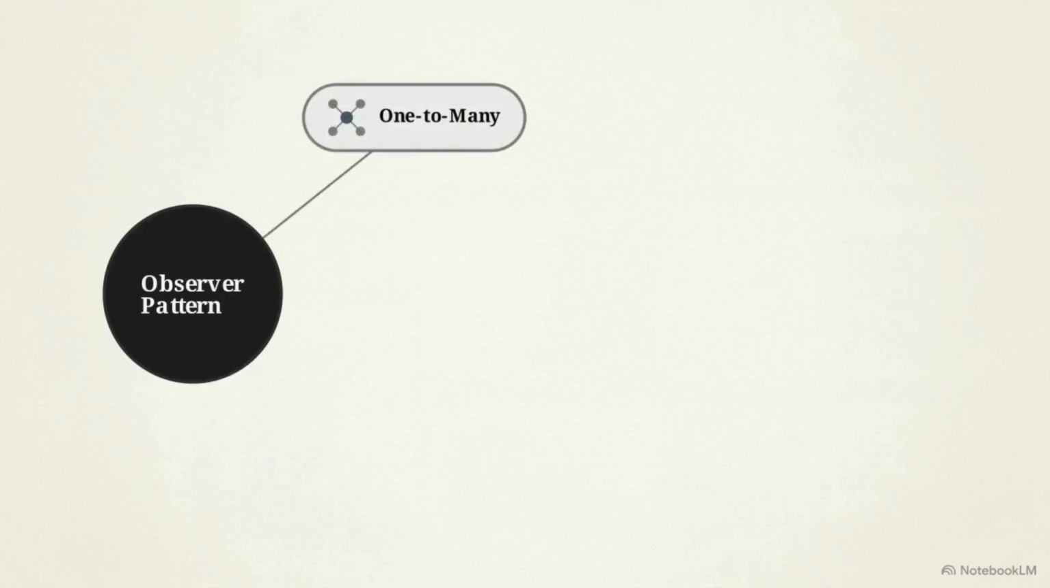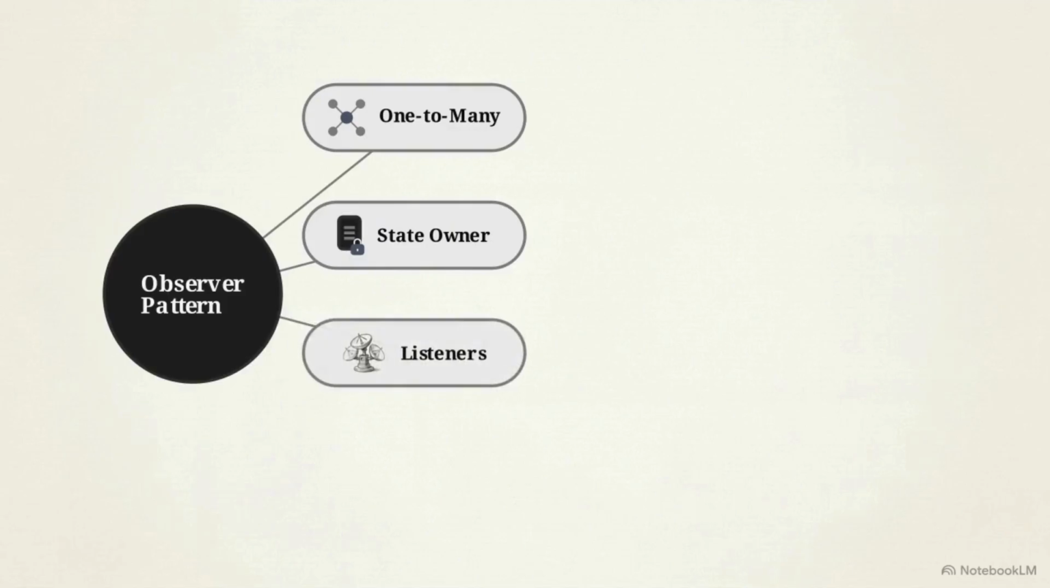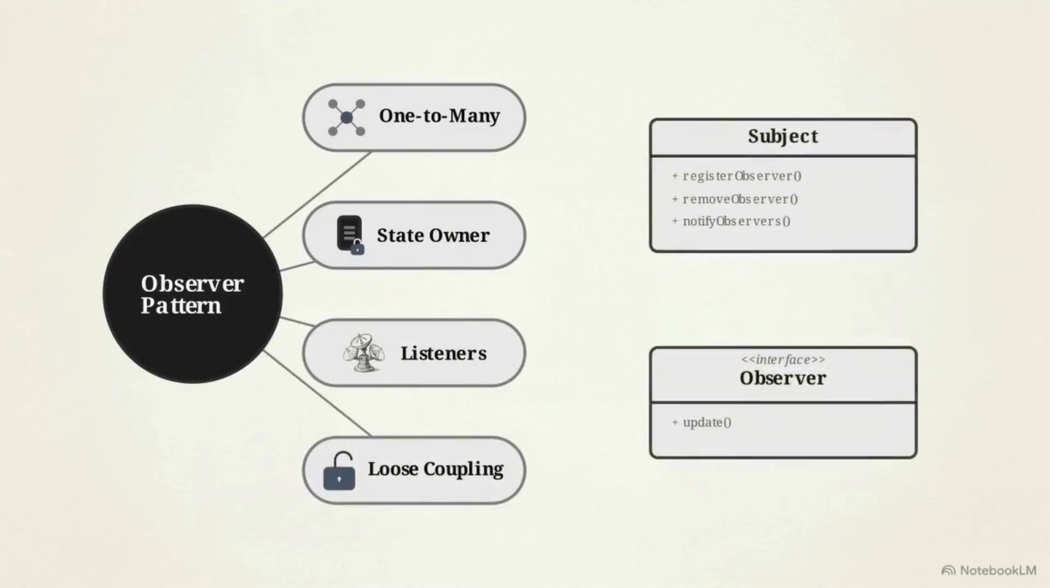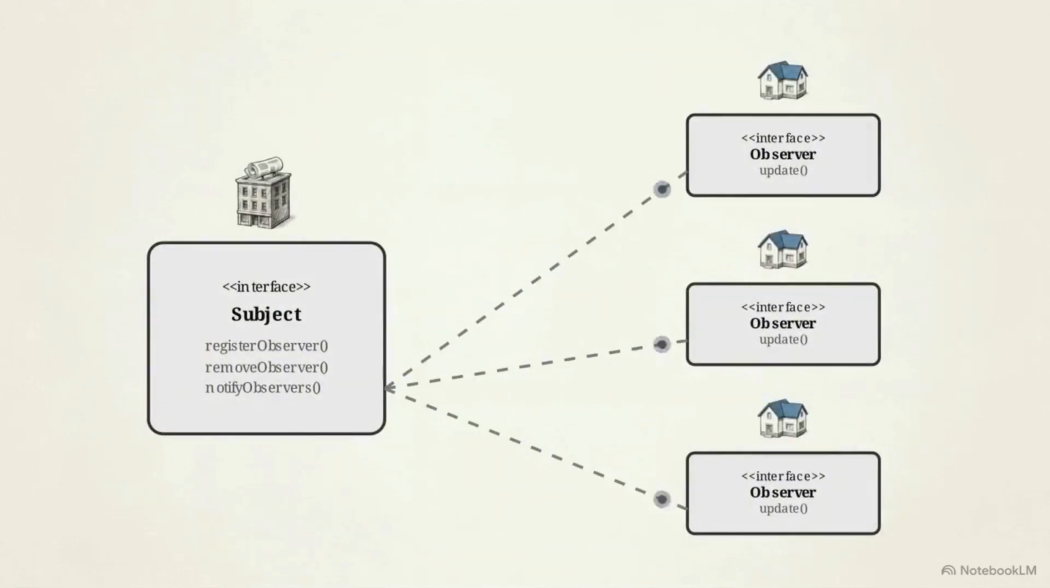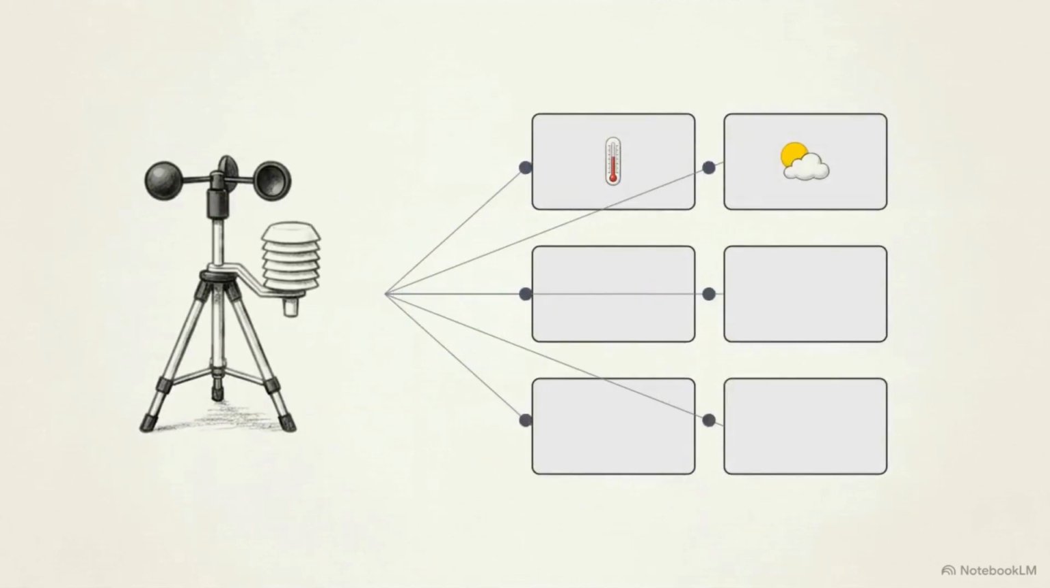To summarize, the observer pattern creates a one-to-many relationship. The subject acts as the state owner, and the observers act as listeners. By using interfaces, we achieve loose coupling. The observer pattern replaces hard-coded updates with a structure that handles change automatically. By separating the data from the displays, you create a system that can adapt as your requirements grow.